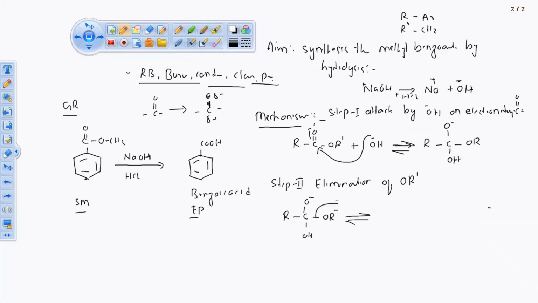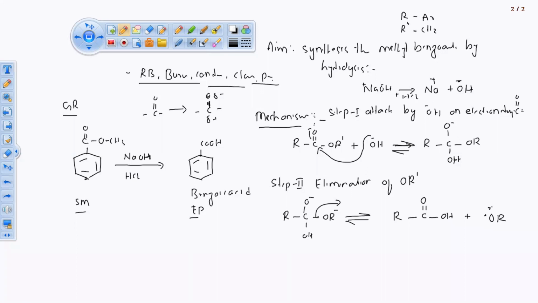As this OR leaves, the R, this OR will leave, then it will make the remaining amount of molecule. So the negatively charged OR has left, then the positive charge is left over. That positive charge makes the pi bond with this, then we have one more OH. Likewise, we are going to get benzoic acid, and this one will eliminate as a free radical OR.